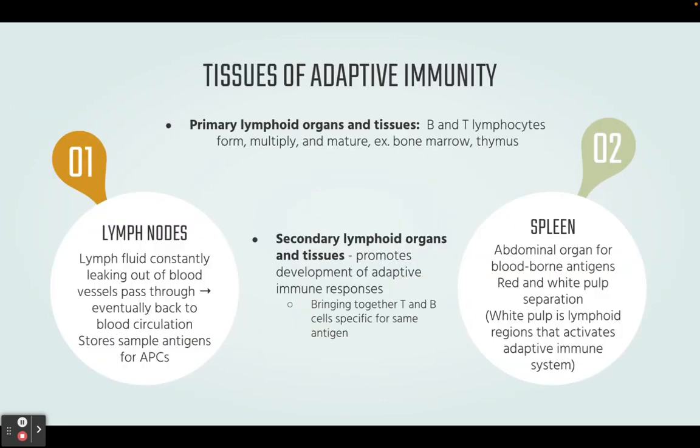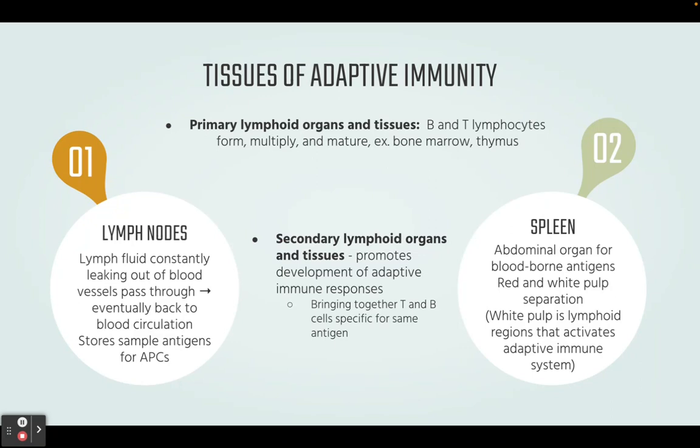So some of the key tissues around adaptive immunity, which I focused on more, is the primary lymphoid organs and tissues. So that's where your B and T cells form, multiply, and mature. So, for example, in the bone marrow or the thymus. And then there's the key secondary lymphoid organs and tissues. So that promotes the development of adaptive immune responses. It brings together T and B cells that are specific for the same antigen.